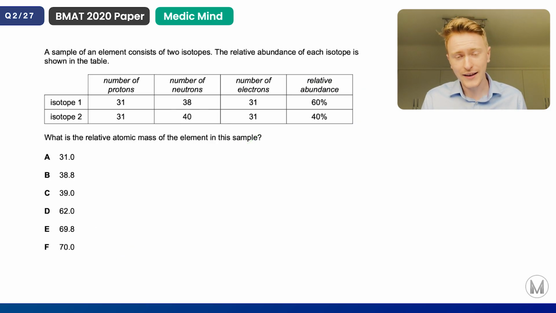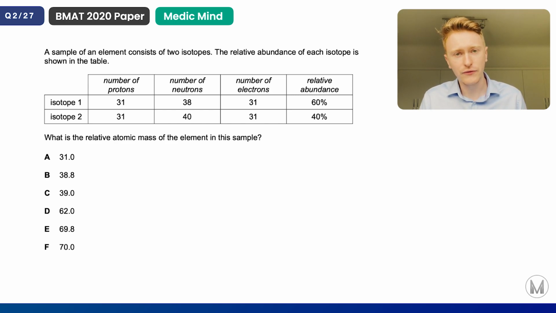Moving on to the second question of this paper, and you can see that it's more physicsy, which may be a bit more challenging. The question is asking us to calculate the relative atomic mass of this element from its 2 isotopes. Hopefully you know that the relative atomic mass is essentially a weighted average between the masses of its isotopes, weighted by their prevalence in the environment.